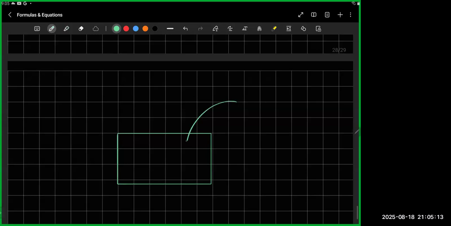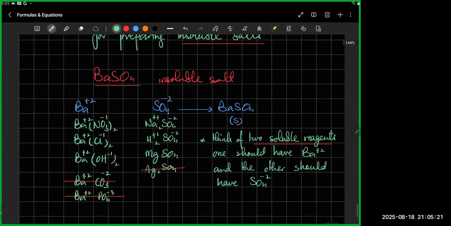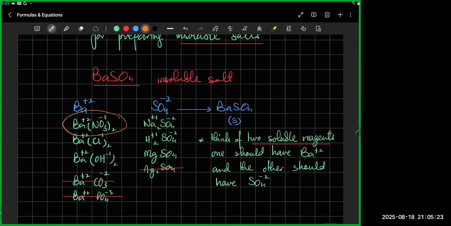The reaction is quite simple. What you're going to do is, so what are we using? I'm just going to pick, let's say, barium nitrate. How do we know barium nitrate is soluble? Because anything that has NO3 minus 1 is soluble. Or yes, I'm going to use sodium sulfate. So I'm going to pick these 2.